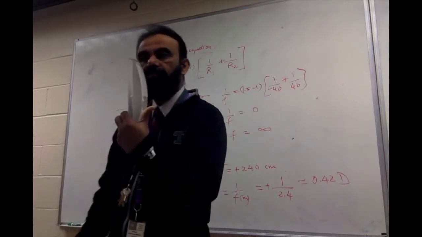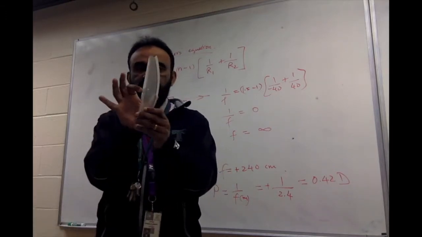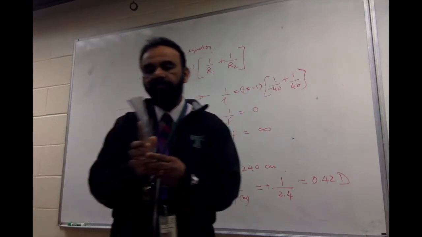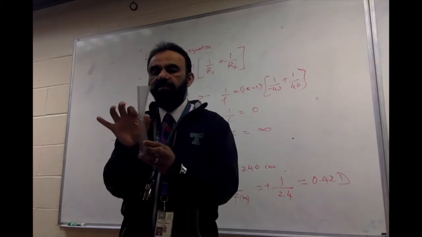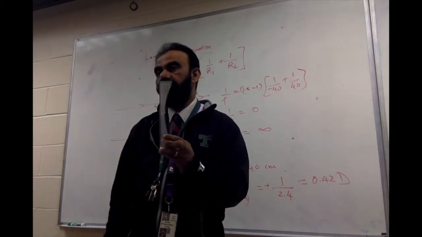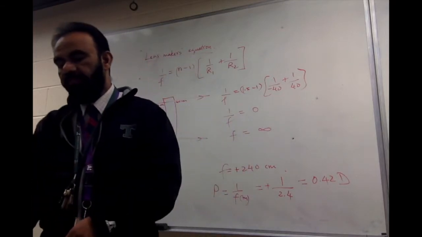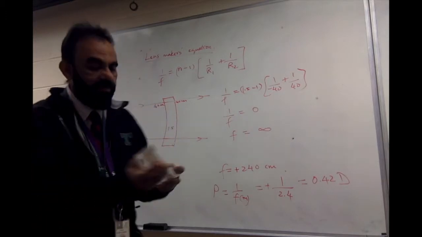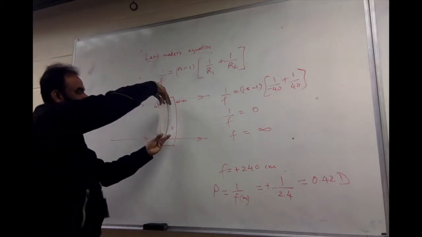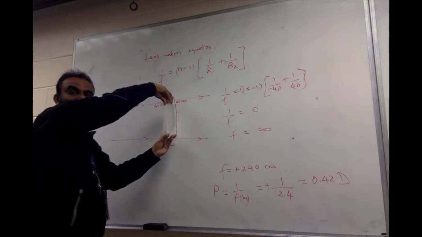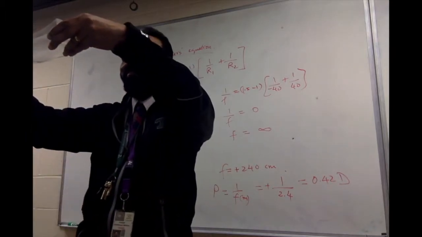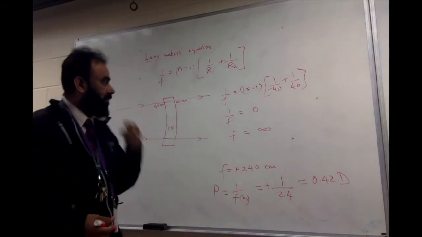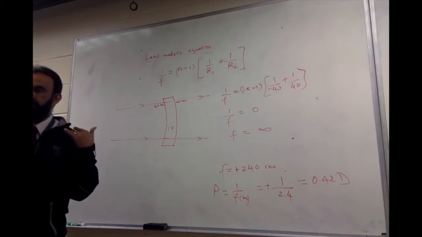That is a convex lens. Thicker in the center, thinner at the edges. This one is a concave lens. It's thinner in the center and thicker at the edges. Now, the lens that I've shown you here is this. The thickness is the same everywhere, right? So if the thickness is the same everywhere, it is not a lens anymore. It's just plain glass.